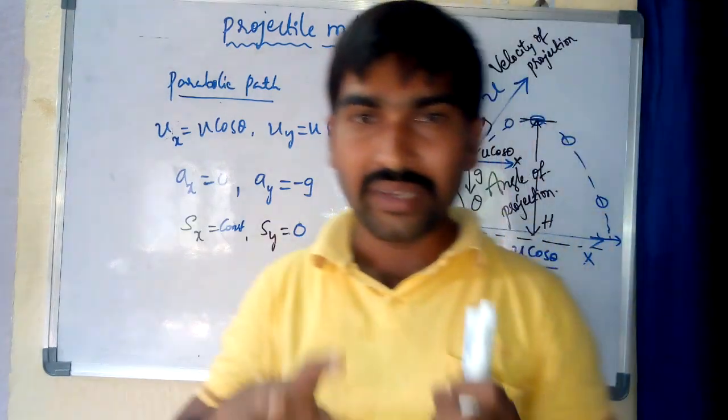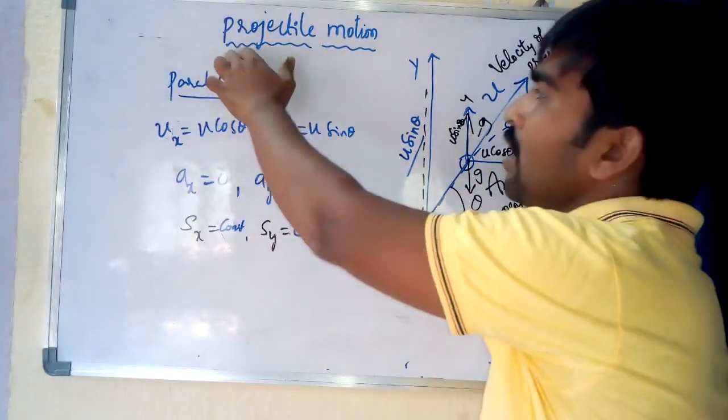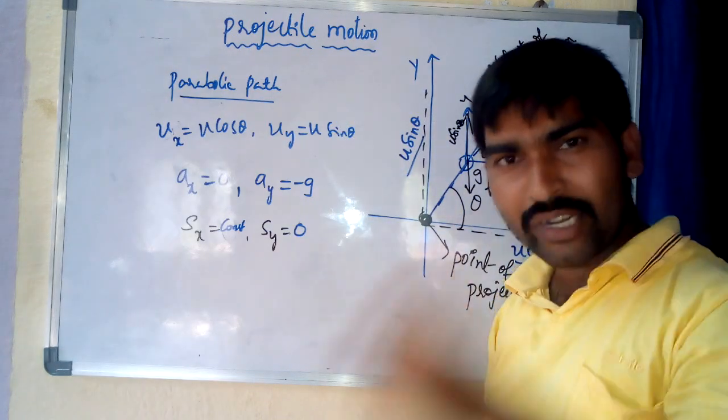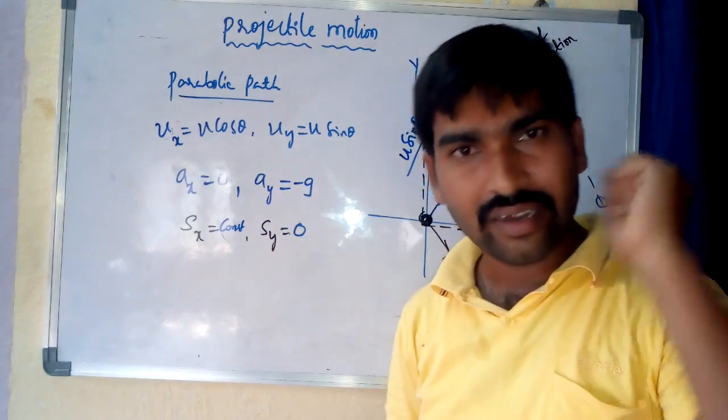Now what are the parameters indicating? What are the parameters that affect projectile motion? What are the important parameters? We are discussing them in the next class.